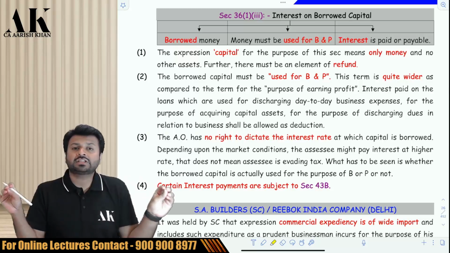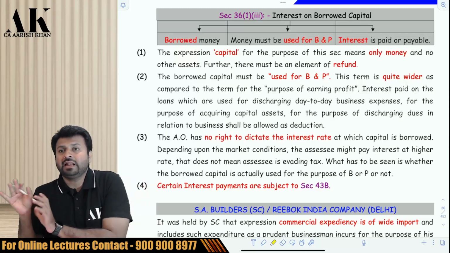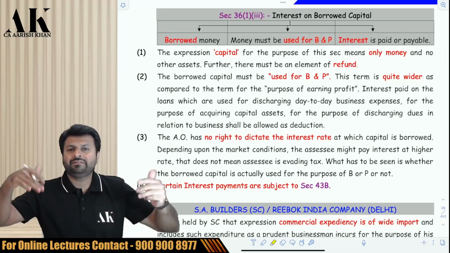Now, certain interest payments are subject to 43B, not all. It means interest deductions will be categorized into two parts. Some will be allowed on actual payment, some will be allowed on accrual basis. I will talk about that in 43B.